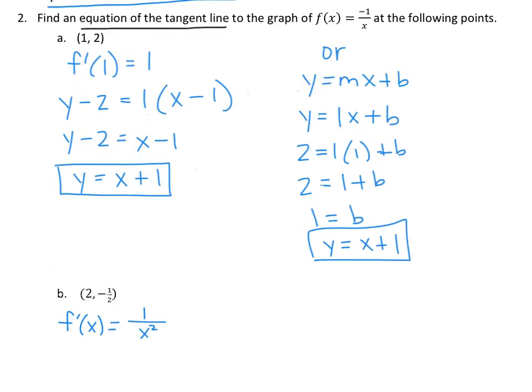Now for part B, we're going to find the equation of the tangent line to the graph of f of x at the point (2, negative 1/2). Now recall we found the derivative f prime of x to be 1 over x squared. So now we want to use this derivative to find the slope at x equal 2. So plugging 2 into the derivative, we're going to have 1 over 2 squared, which is going to give us 1/4.